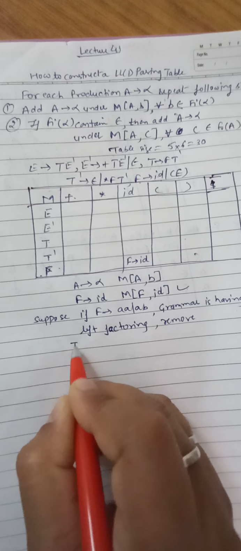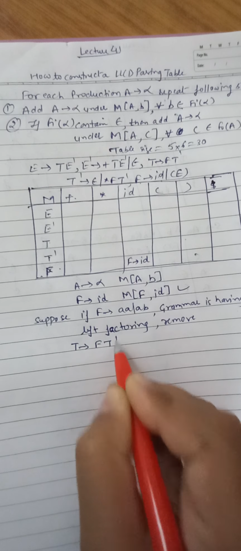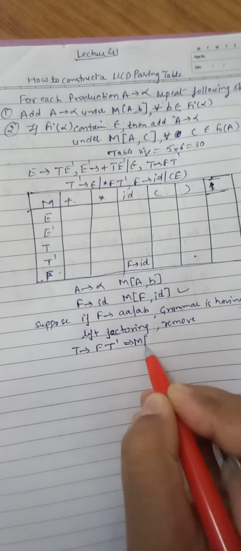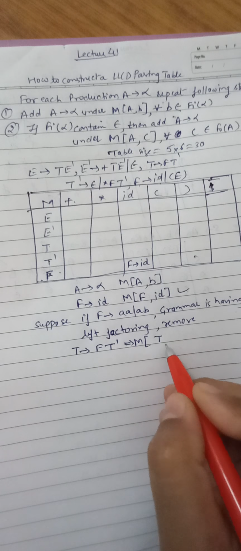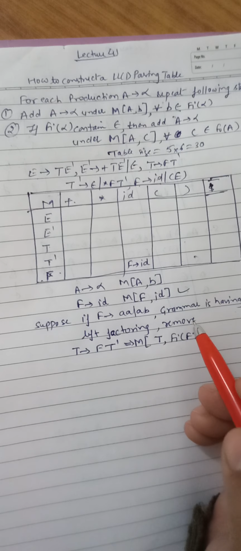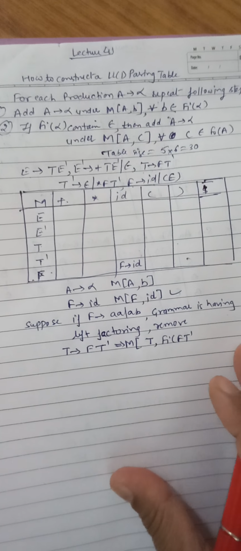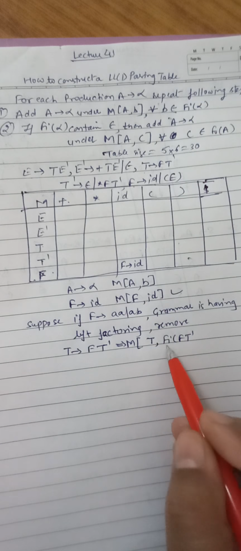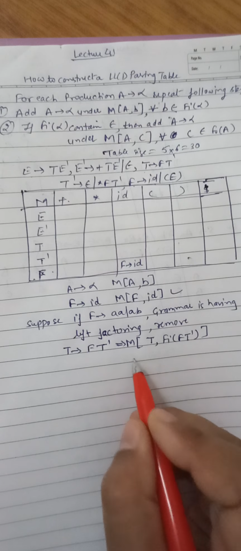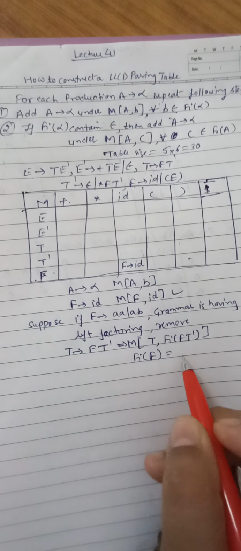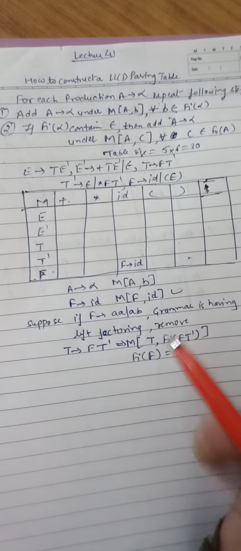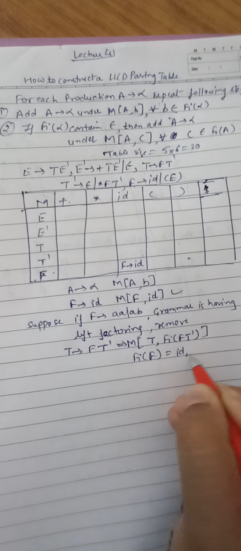Next we are going to take T tends to FT dash, this production. That means the table entry M of T comma first of FT dash, for this production. So we are going to calculate the first of F. What is first of F? We know first of F from here: ID and opening bracket.